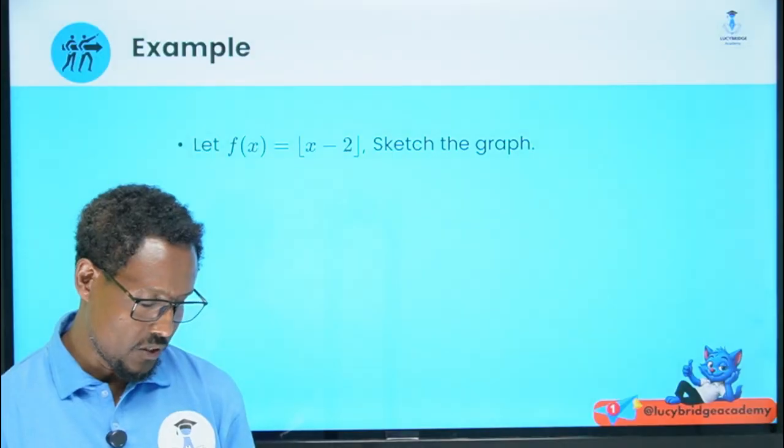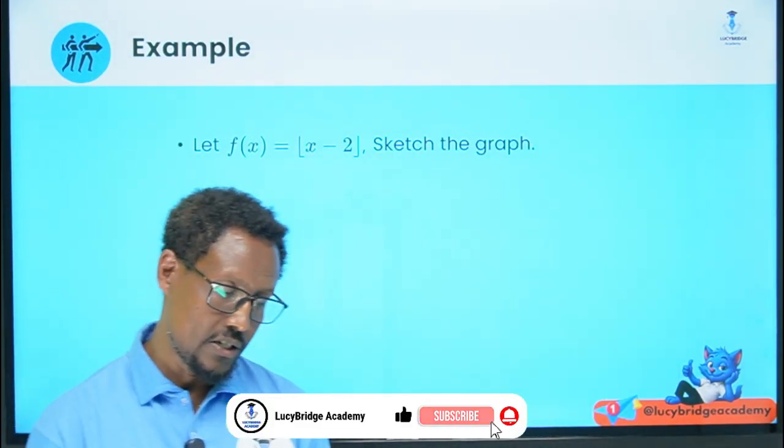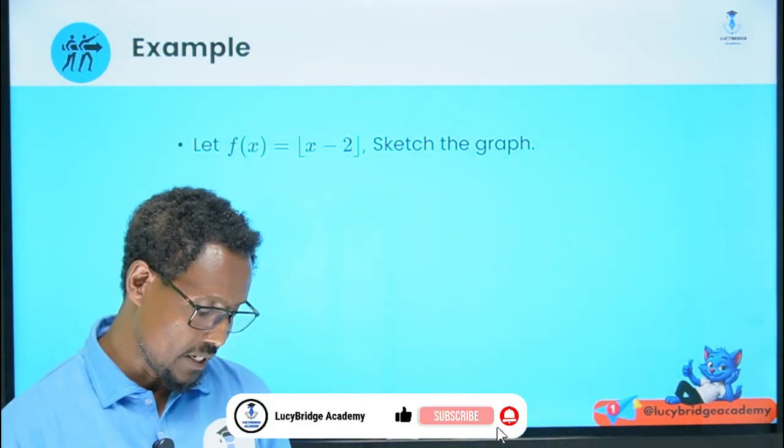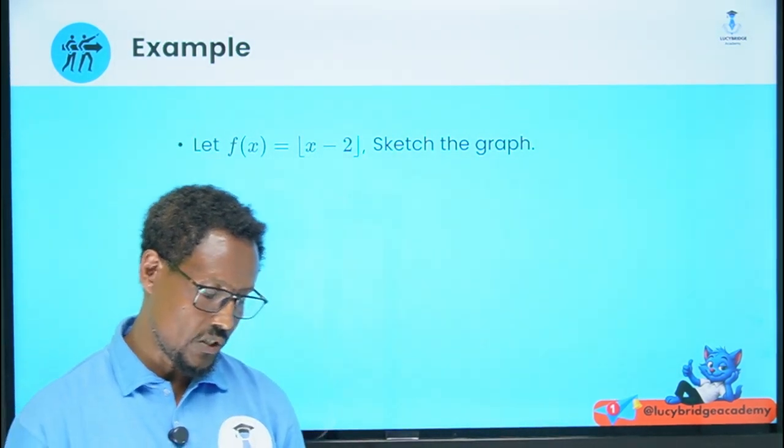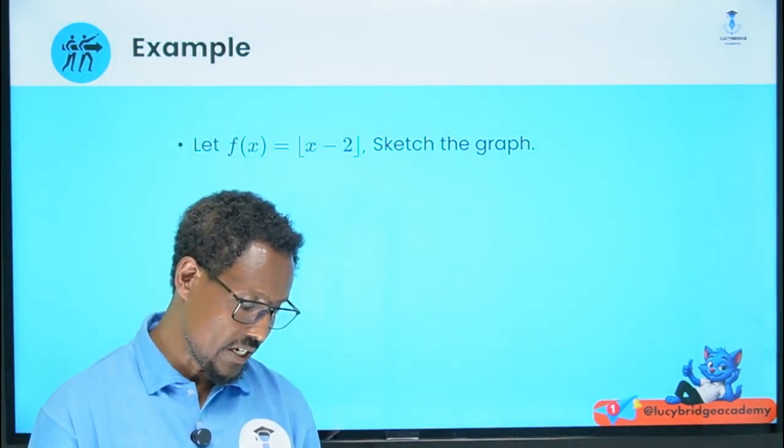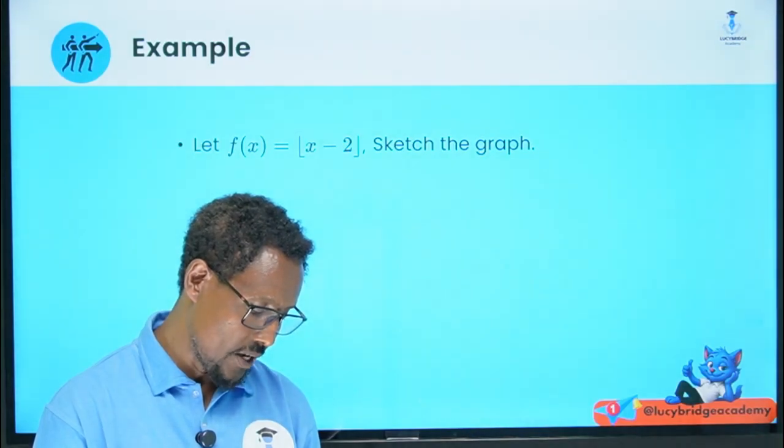Okay, let f of x equal the greatest integer less than or equal to x, minus 2. Sketch the graph. We are asked to sketch the graph. But first let me sketch the graph of f of x which is equal to the floor of x.